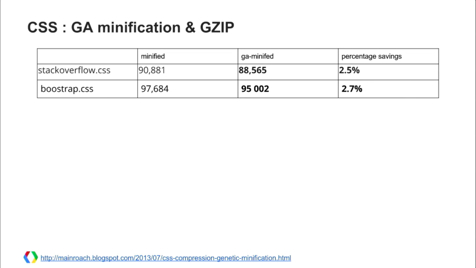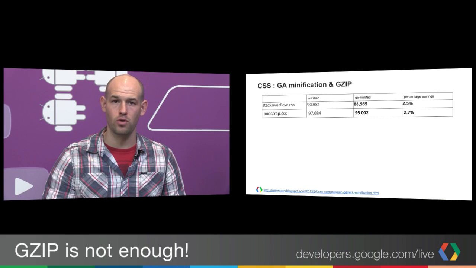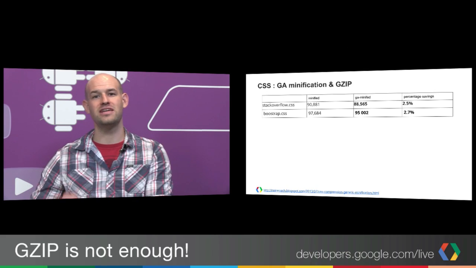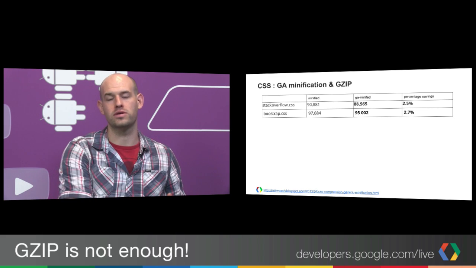If we take two CSS files from Stack Overflow and Bootstrap, and we look at their minified form, so this has already been run through Closure or YUI or Clean CSS, one of these things, we get about 90 and 97K respectively. Now, using the genetic algorithm version of the minifier actually produced about 3% savings in both of these files, which meant that we can use a different variant of minification to get wins over what we're typically already doing.